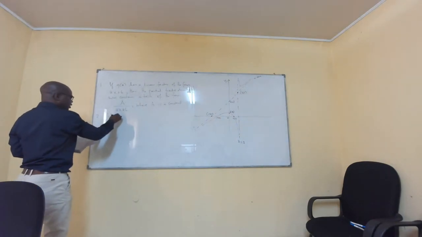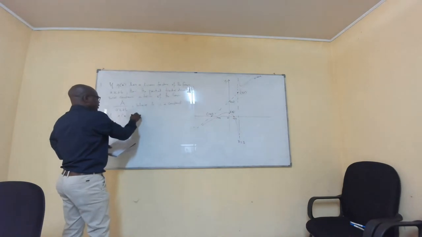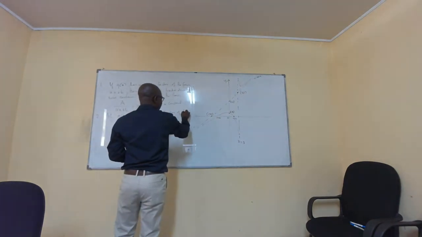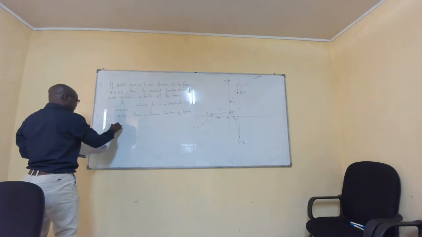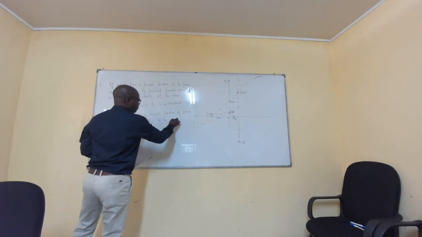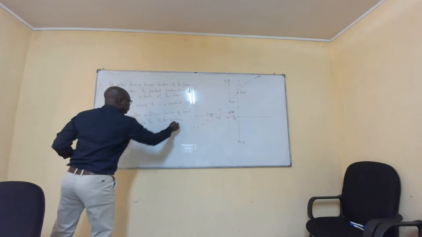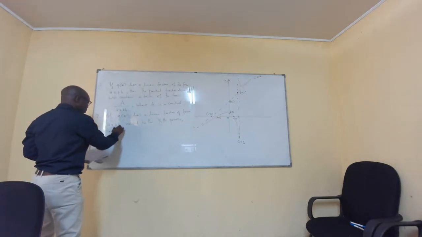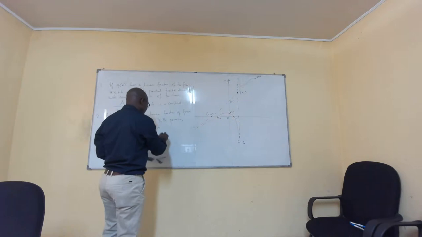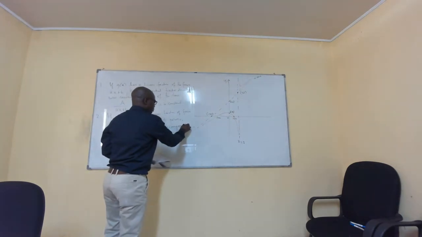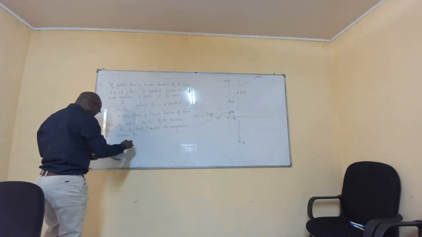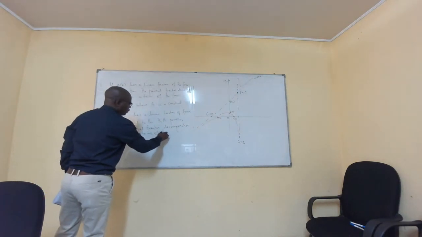Two, if now the polynomial in the denominator has a linear factor of the form ax plus b raised to the kth power, then the partial fraction decomposition will contain the terms of the form.